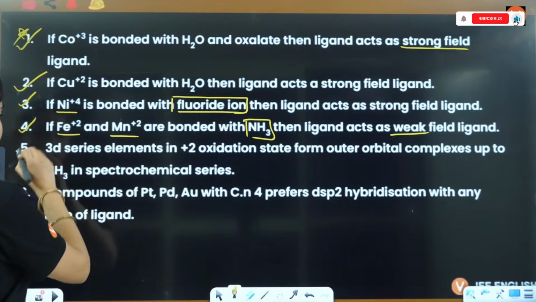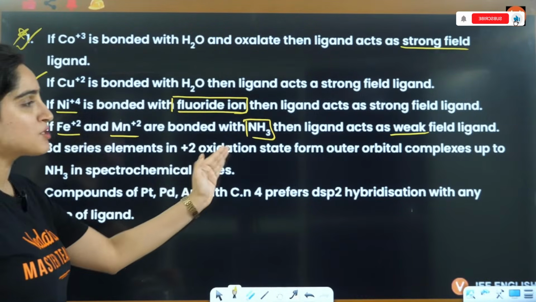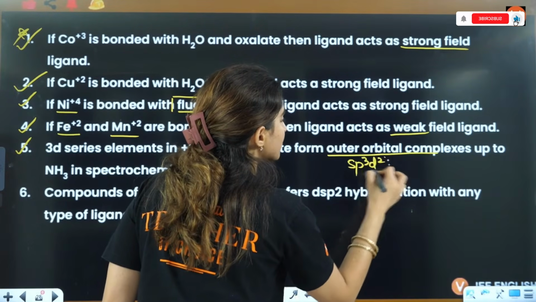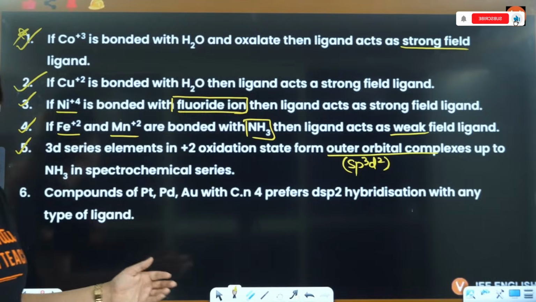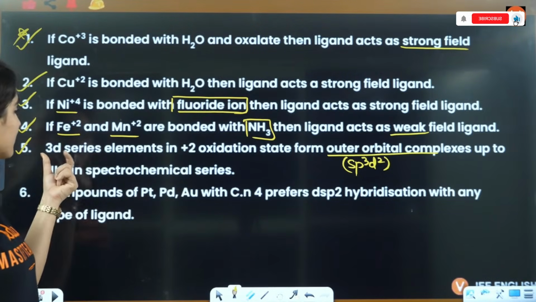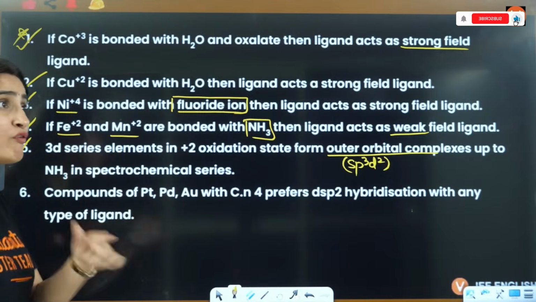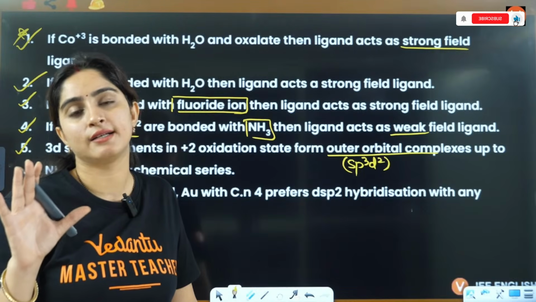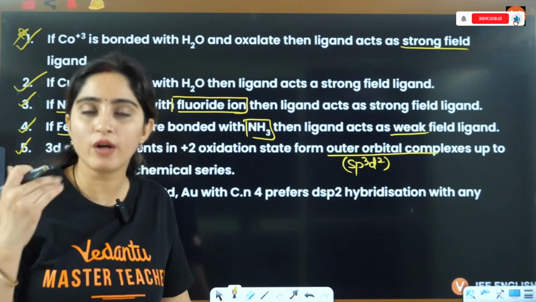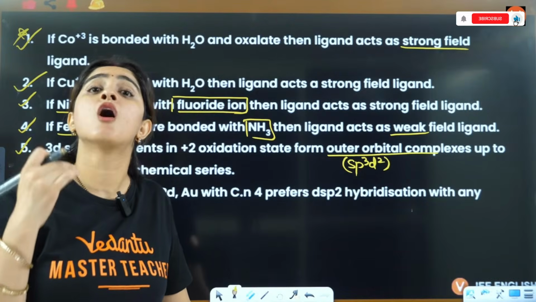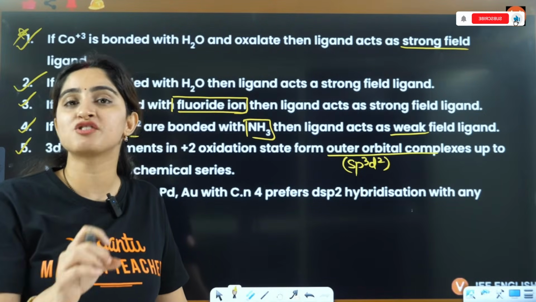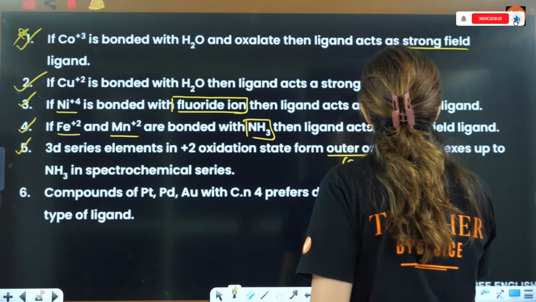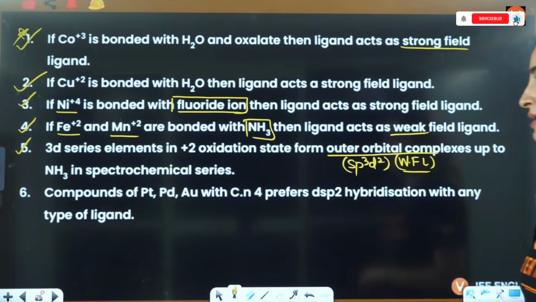Then remember that 3D series in +2 oxidation state always form outer octahedral complexes, that means sp3d2 they will form. sp3d2 is usually formed when there is no pairing, right? So 3D series in +2 oxidation state, before ammonia all the ligands are behaving as weak field ligands, right? Okay, before ammonia in the spectrochemical series all the ligands in +2 oxidation state are behaving as weak field ligands. That is why they are forming sp3d2, right?